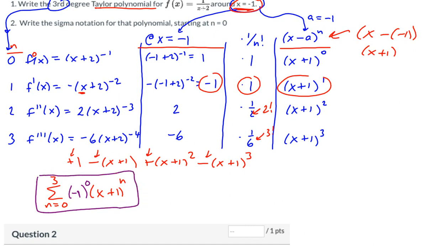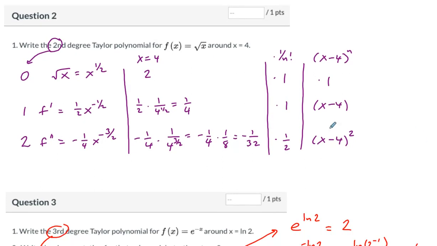Question 2. Question 2, we're only looking for the Taylor polynomial, no sigma notation. Second degree, so I put a 0, 1, and a 2. The function is root x, which I wrote as x to the half, again, to make our derivatives easier as we work our way through.